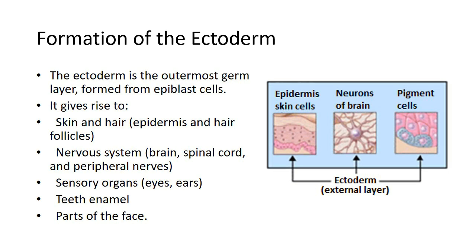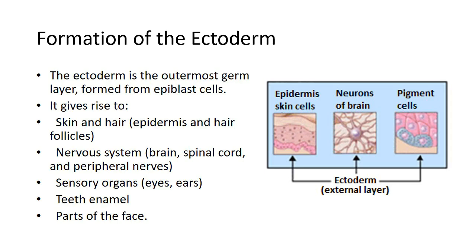2. Formation of the ectoderm. The ectoderm is the outermost germ layer. It is formed from the epiblast cells during gastrulation and is crucial for the development of the body's external structures. Development of the ectoderm: epiblast cells at the surface of the developing embryo will remain in the ectodermal layer, while cells migrating inward during gastrulation will form the mesoderm and endoderm.